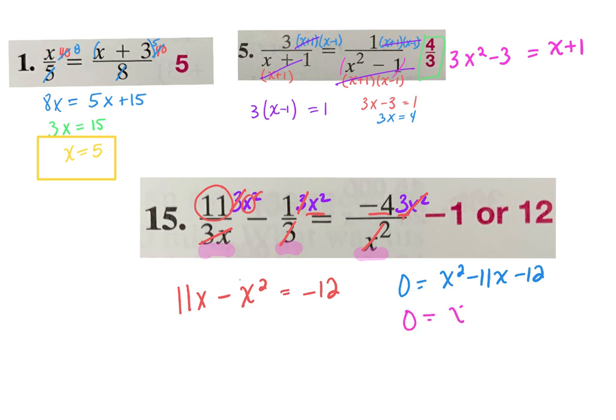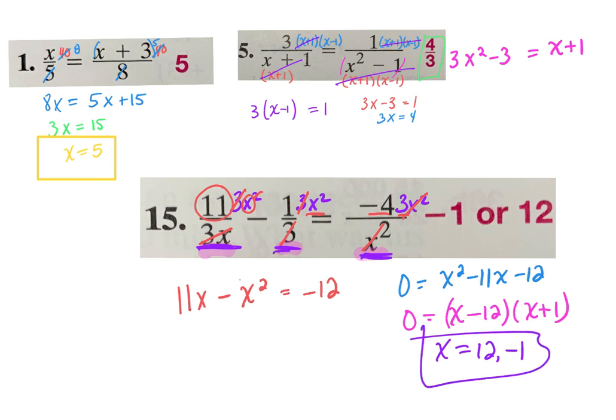All right, x minus 12, x plus 1. All right, so x equals 12, x equals negative 1. Extraneous means you check this. 12 and negative 1, neither will cause a problem. So that is why both are solutions.